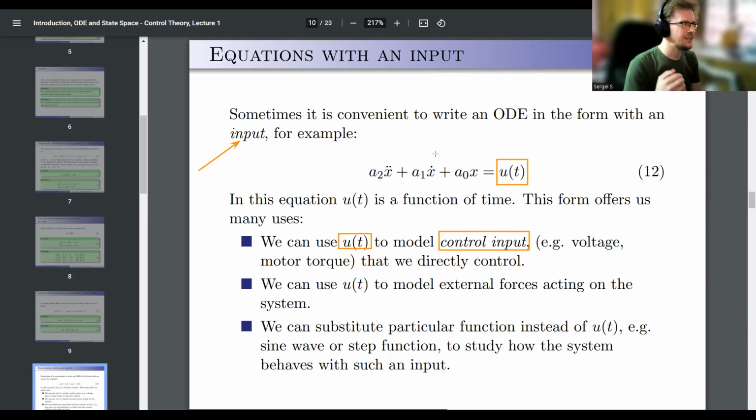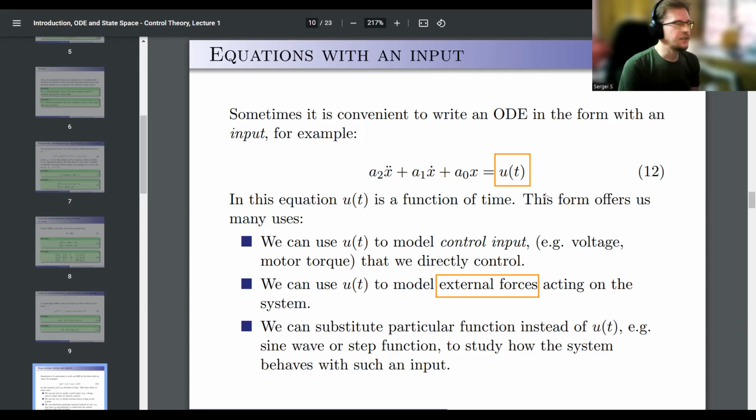So it is just a function of time that you don't attempt to find out from the dynamics itself, that comes from the outside somehow. That is typically control input. That is one way how we can use u. Another way how we can use u is to model external forces acting on the system. Let's say you have wind, and you want to understand how wind changes the behavior of your system. Then you can put wind here. It can be something else. For example, a person comes up and shakes your robot, and you want to understand how your robot will react. You can put this shaking force here. It can be all kinds of other things. So that is the idea. Some external disturbance, external force. Good.